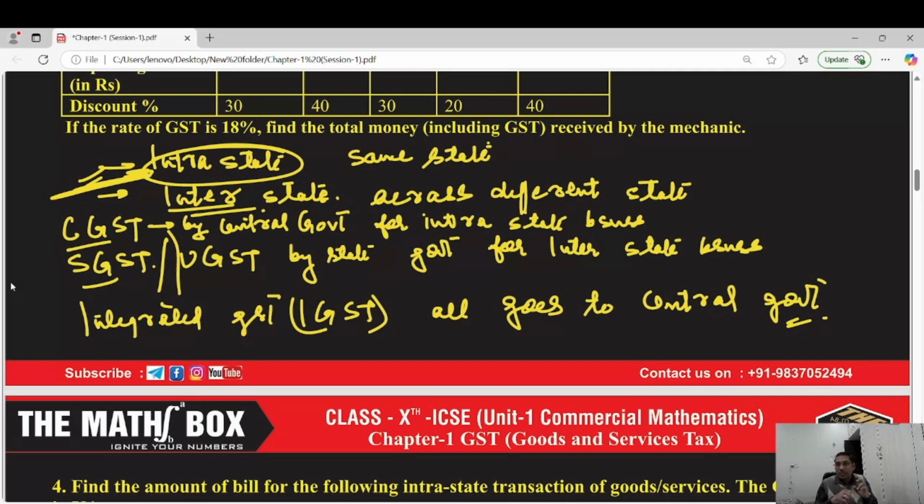I hope you're understanding the method of tax collection. So I'm summing up once again the entire chapter before ending this video. So the GST is goods and services tax.